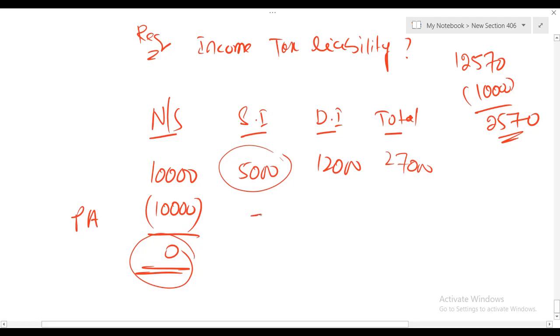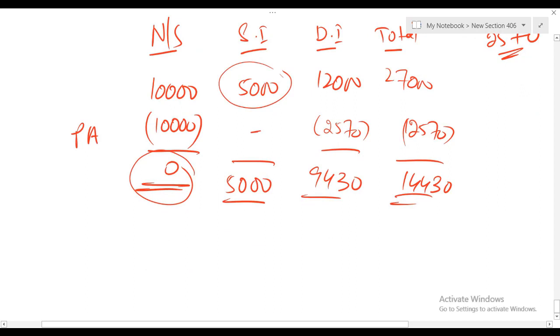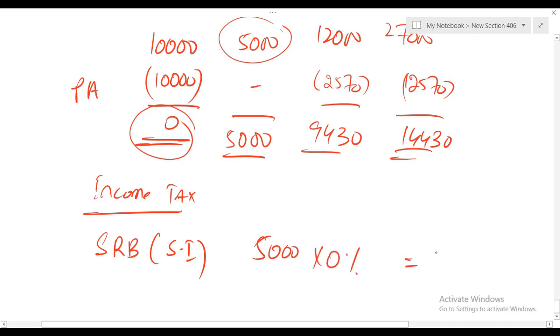Now instead of saving, I'll go for dividend income. So 12,570. So we have taxable income 5,000. 12,570 minus 2,570 gives me 9,430. Since the taxable income in non-saving is 0, the entire 5,000 starting rate band is available. So starting rate band, saving income, entire 5,000 falls in a starting rate band at 0%, it is 0.